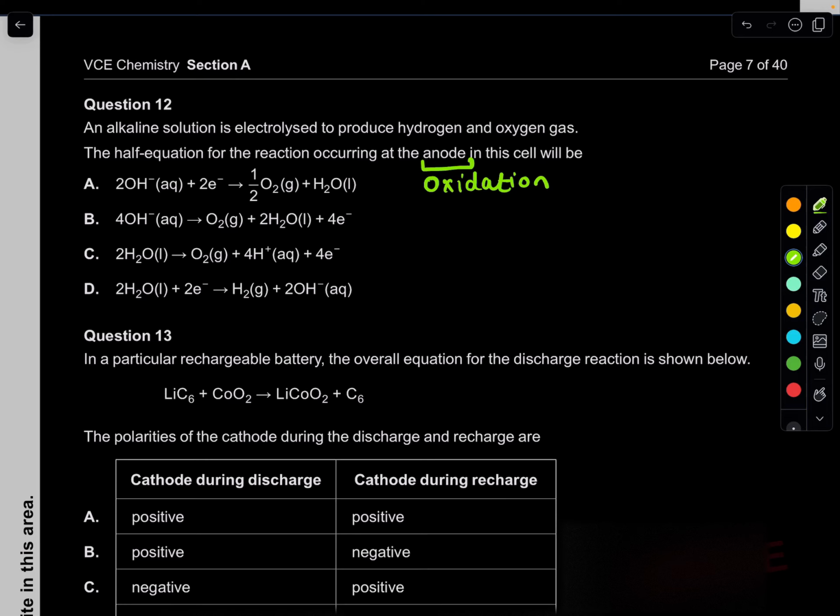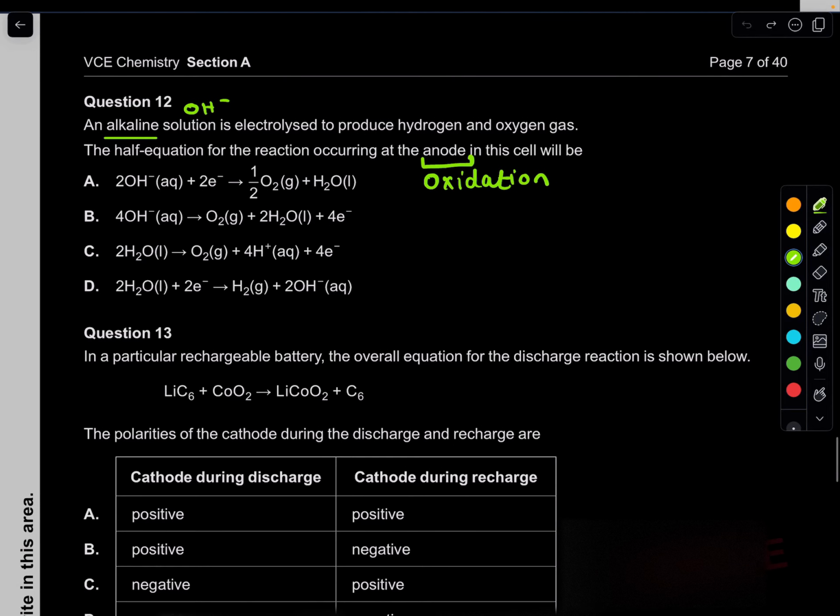Okay, so we know oxidation. And also we know it's an alkaline solution. So basically it has OH- ions, not H+ ions, H+ for acidic solutions. So let's have a look at, do all of these actually have OH- ions? Yes, this one does. This looks great. Nope, not this one. This has H+, which is acidic, rubbish. And this one also has OH-. This looks good. Now remember, this is anode, which is oxidation. And for oxidation, we know that electrons are always on the right-hand side.